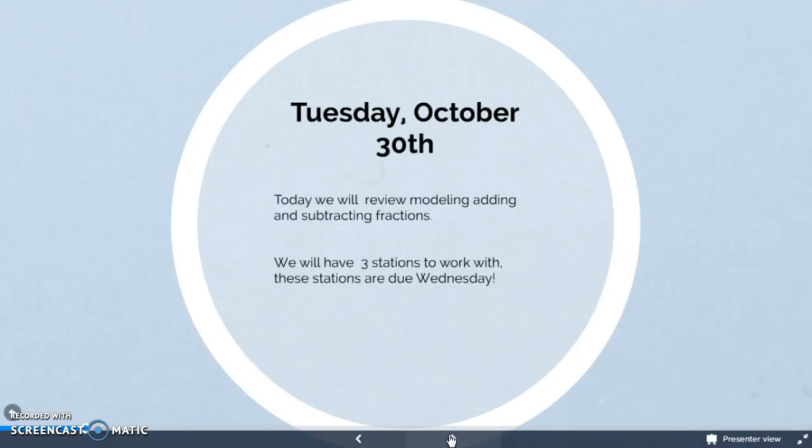Speaking of Tuesday, October 30th, my birthday, today we're going to be reviewing modeling and adding and subtracting fractions. We have 3 workstations today. These are going to be due on Wednesday.